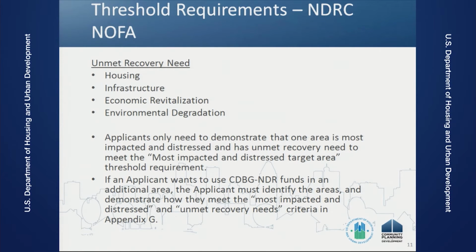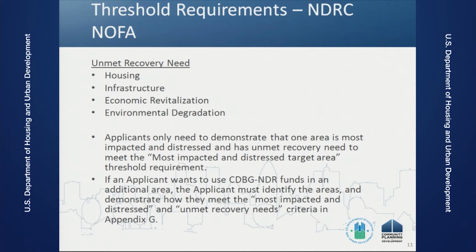However, if an applicant wants to use CDBG-NDR funds in any additional areas, the applicant must identify those areas and demonstrate how they meet the most impacted and distressed and unmet recovery needs criteria in Appendix G. HUD prefers applicants to make this demonstration during Phase 1 for all target areas, and if a most impacted and distressed target area is added during Phase 2, HUD expects applicants' Factor 2 and Factor 3 submissions to specifically address how the residents and stakeholders of the additional area participated in the Phase 1 framing and consultation process.